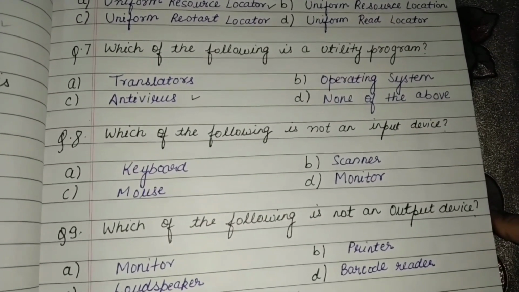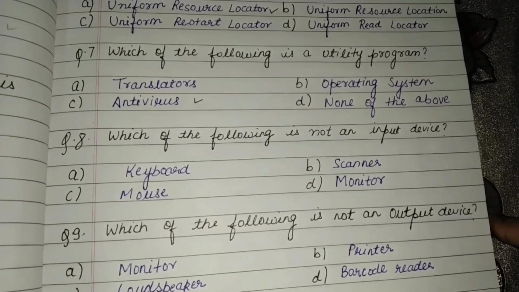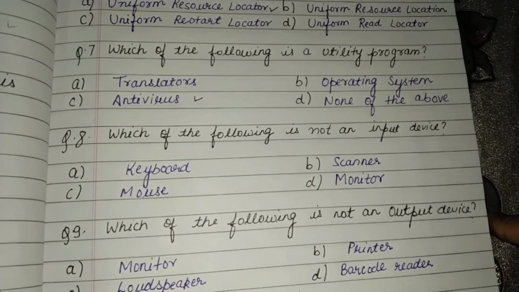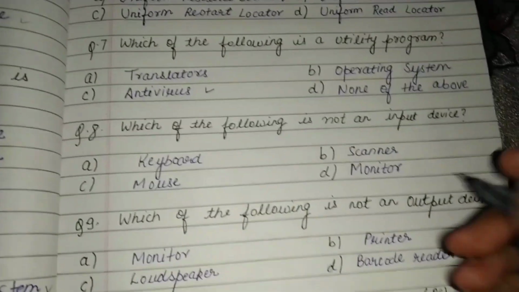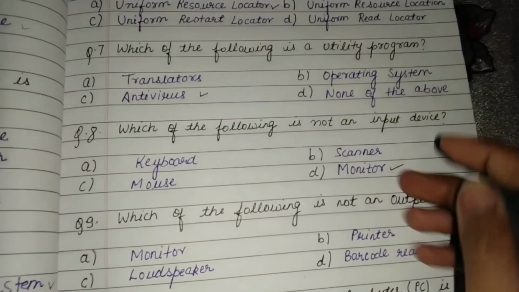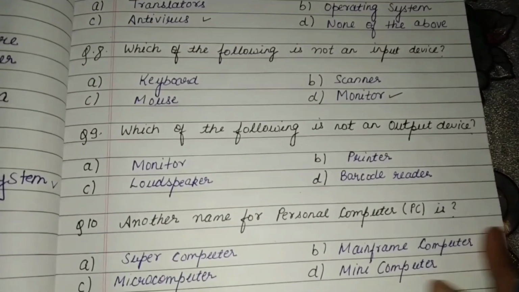Question number 8. Which of the following is not an input device? A. Keyboard, B. Scanner, C. Mouse, D. Monitor. So the right answer is option number D. Monitor. Monitor is not an input device.